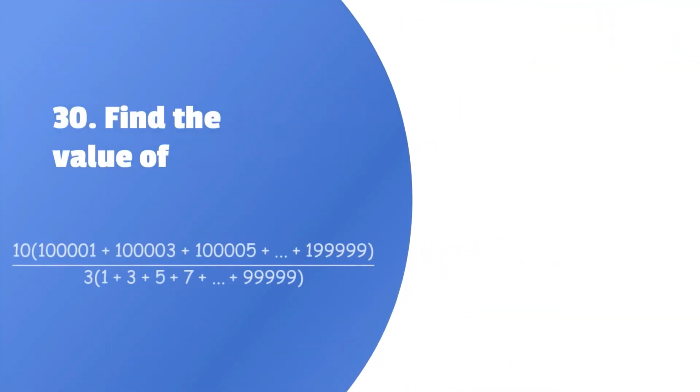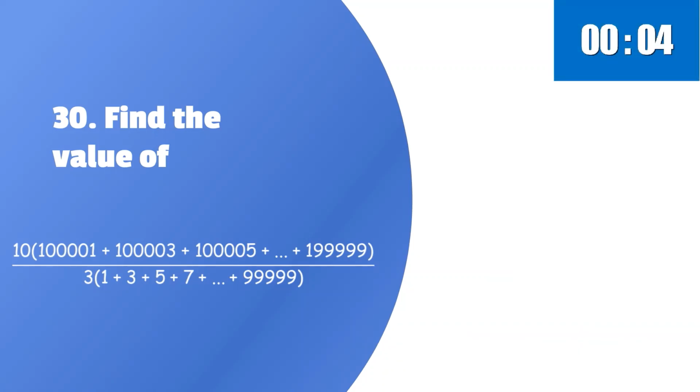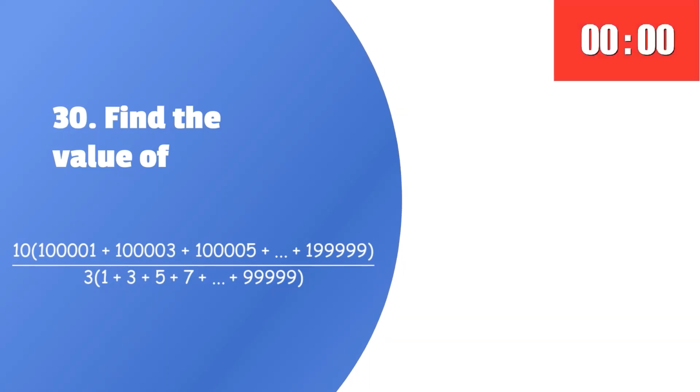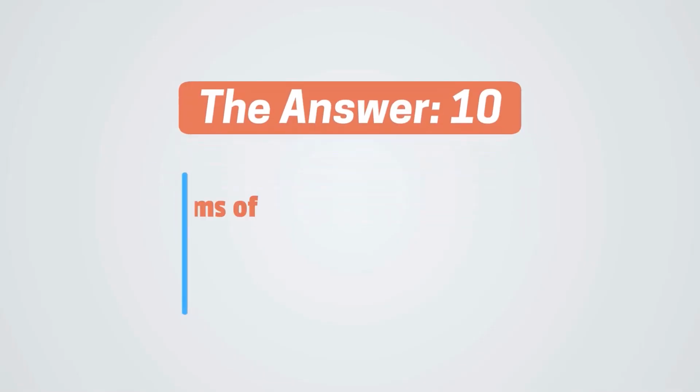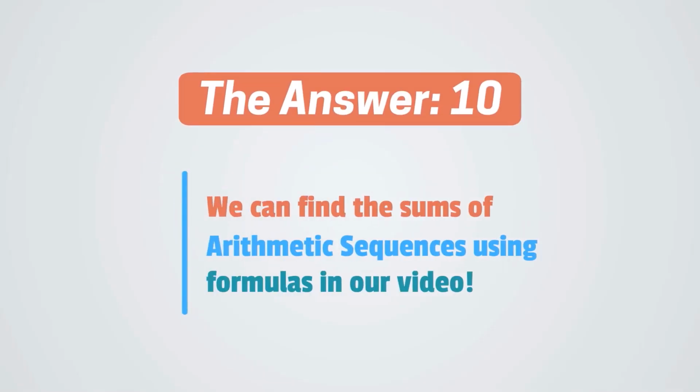Number 30. Find the value of this expression. The answer is 10. We can find the sum of arithmetic sequences using formulas in our video.